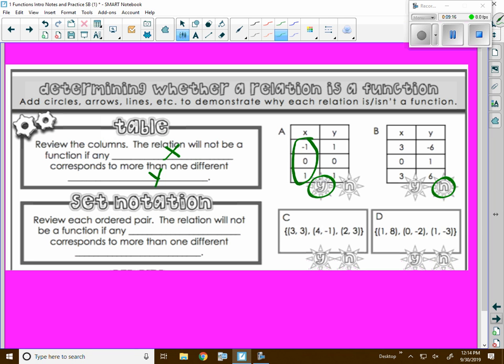Set notation is just points listed together. That's all it is. So you're doing the exact same thing. You don't want any X to correspond to more than one Y. So look at C. Grab my highlighter. So 3, 4, and 2 are our X values. Is that a function? Yeah, that's a function. Okay, D, 1, 0, 1. Is that a function? Nope, not a function. So the whole idea of looking for a repeated X is going to help you a lot.